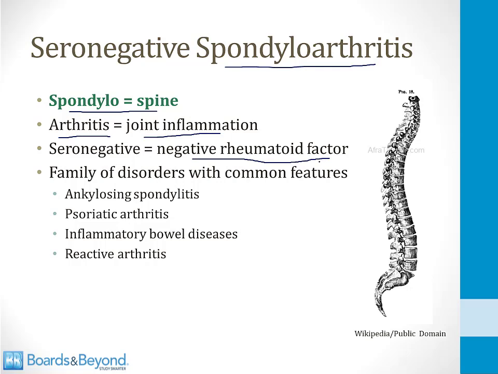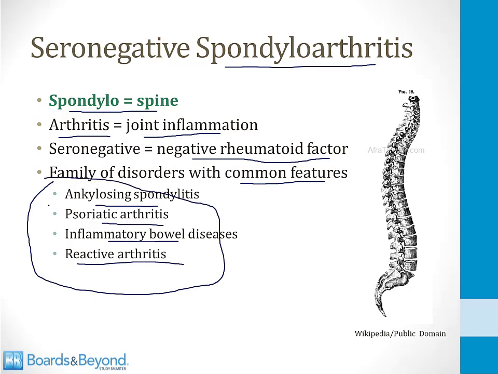These conditions were originally thought to resemble rheumatoid arthritis, but they have a negative rheumatoid factor test, hence they were called seronegative spondyloarthritis conditions. And these are really a family of conditions, but they all share some common features, which we'll talk about in this video. The conditions that are considered seronegative spondyloarthritis disorders are ankylosing spondylitis, psoriatic arthritis, inflammatory bowel disease, and reactive arthritis. And we'll talk about all of these in the next few slides of this video.